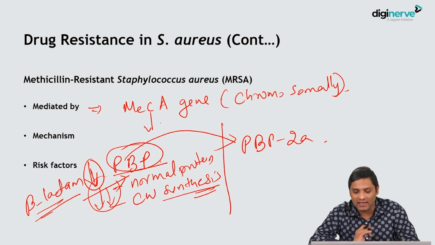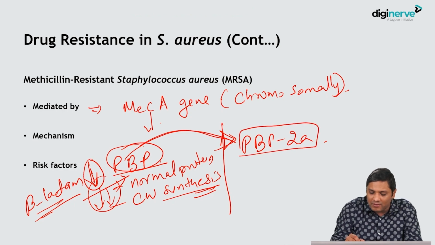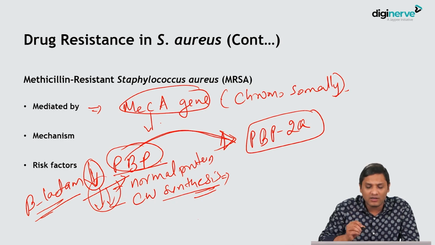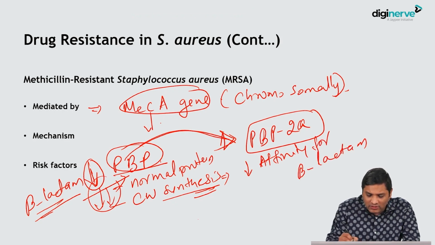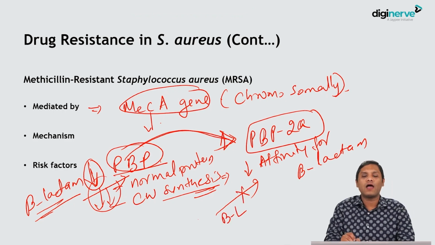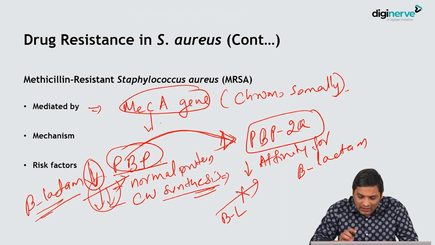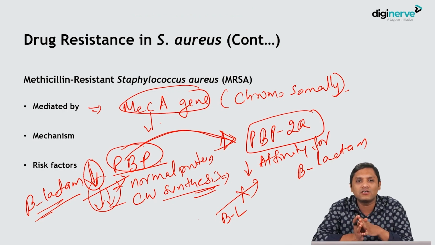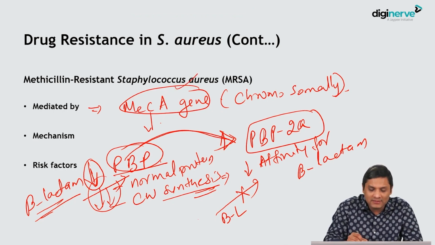What happens in MRSA? In MRSA, the penicillin binding protein gets altered to penicillin binding protein 2A by a gene called mecA, and this altered protein has less affinity for beta lactam drugs. Therefore, the beta lactam drugs do not bind to this protein, and therefore they cannot act on Staphylococcus aureus. That is how the organism becomes resistant to the beta lactam drugs. So remember, MRSA is coded by mecA.